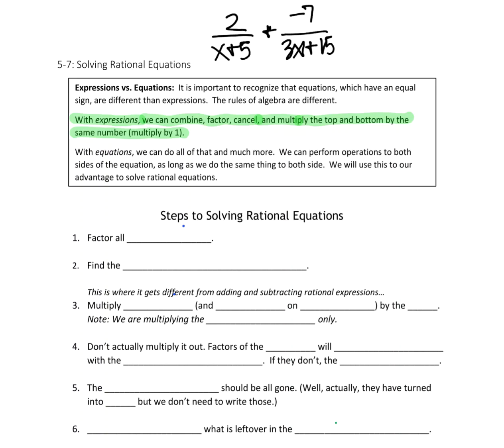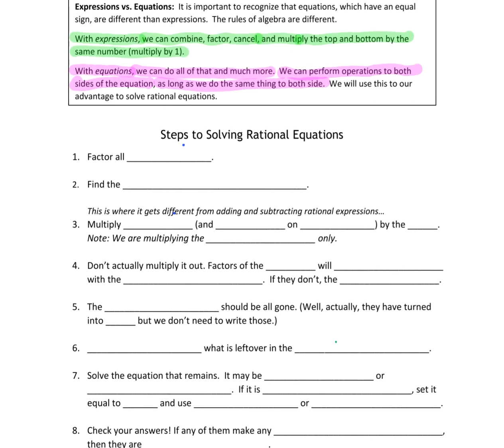If I suddenly put an equal sign over here and say this is equal to 12, I have now created a situation where we can find the value of x. This becomes an equation. So with an equation, other than it just having an equal sign, we can do everything we can do with an expression, but we can do much more. The big thing that we can do is we can perform operations to both sides of the equation, as long as we do the same thing to both sides. Okay? Both sides. We will use this to our advantage to solve rational equations.